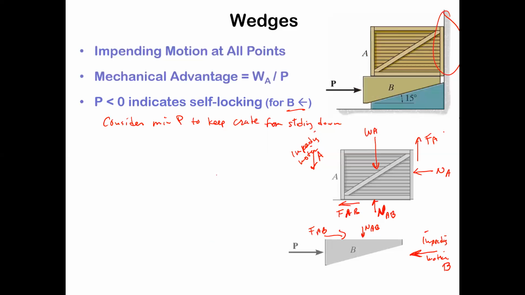Read the question again. Did you write this down in your notes? We're considering the minimum P to keep the crate from sliding down. There could equally be a question: what's the minimum P to make the crate start sliding up? That's going to be a different problem though. In that case, all the friction forces are flipped.